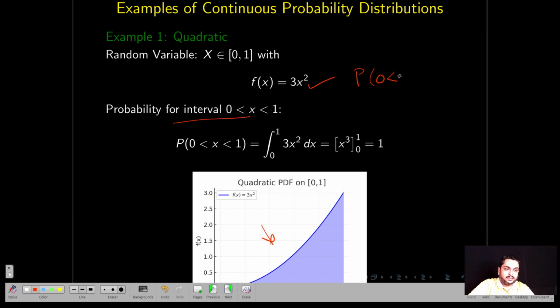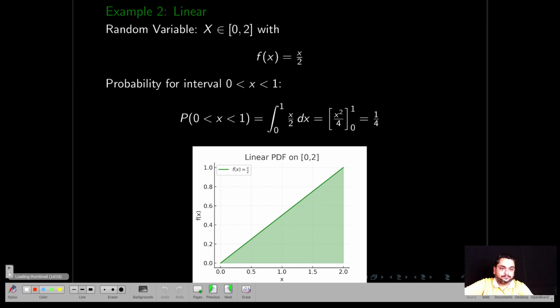So I can take it over an interval, x less than 1. Here I integrate and find the area under the curve. That gives the probability. Once I explain continuous distributions, I will explain in detail. So this is 3x square. If I integrate and solve it, I will get 1. That is the value of the probability.